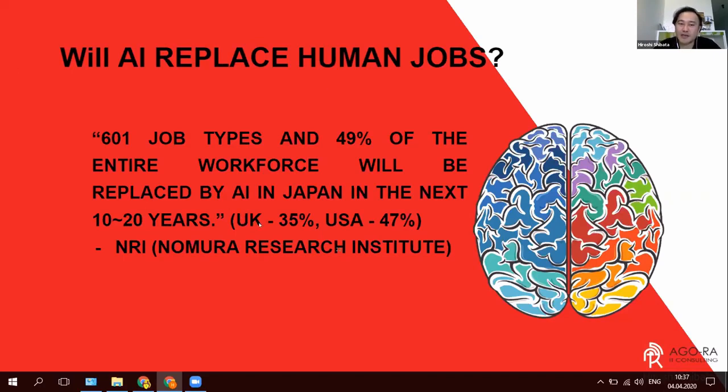But it says UK 35%, USA 47%. It's slightly lower, maybe because in other countries it's already happening. Japan is still catching up, and some people still prefer manual processes and manual workflows. This is why I think we have much bigger room to grow in terms of AI.